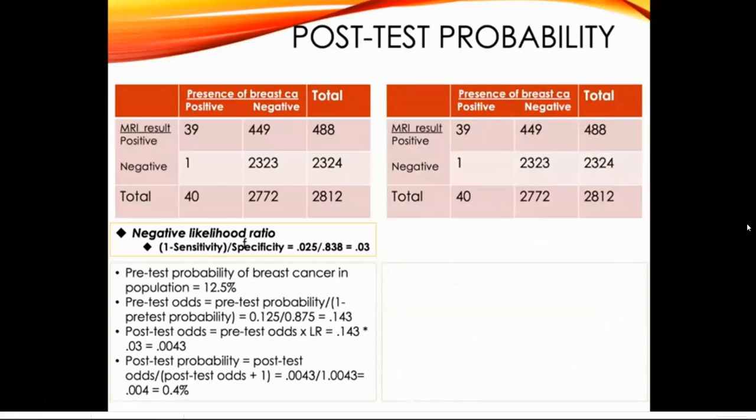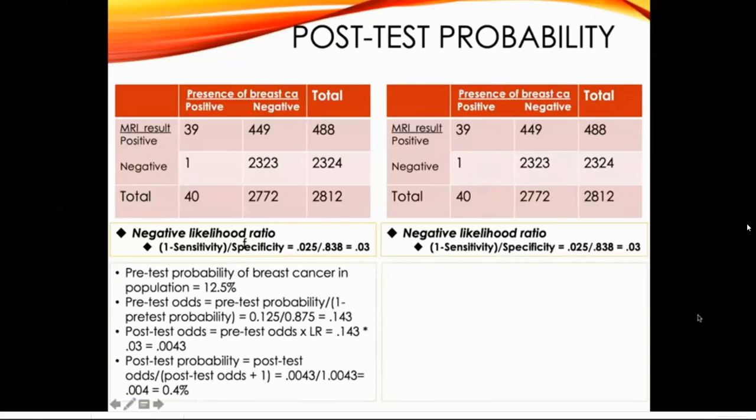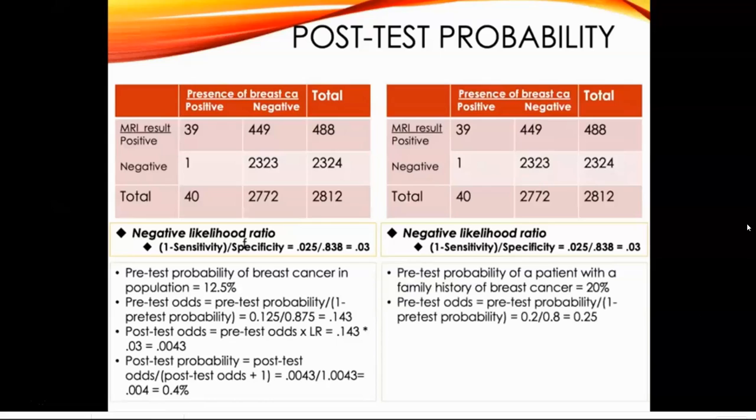All right, one more cool example. And this is actually number 5 on your worksheet, so you can follow along and do this one. On the left-hand side of the screen here is the test that we did previously with the negative likelihood ratio in a patient with a pretest probability of 12.5%. Now let's do that same calculation in a patient with a family history of breast cancer. And again, we're going to say that her pretest probability is 20% because of that family history. Let's take that pretest probability and make it pretest odds. There's that 0.25 again.